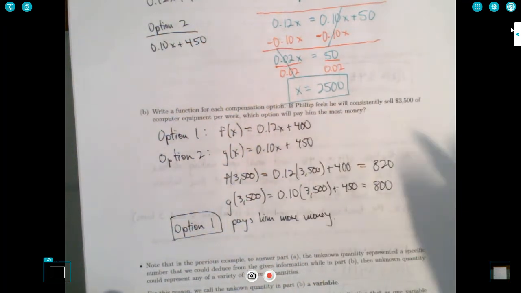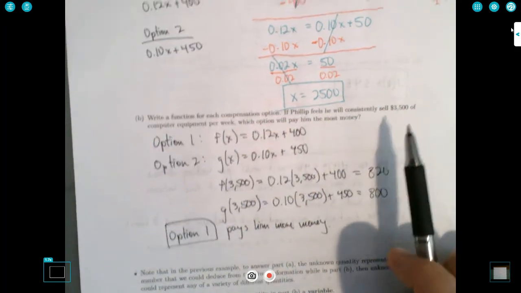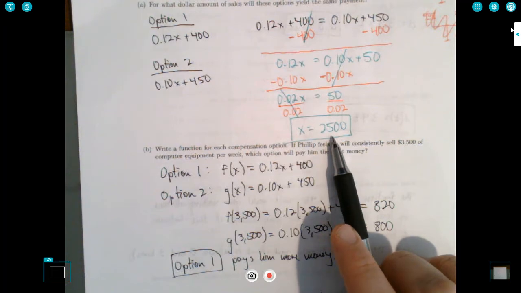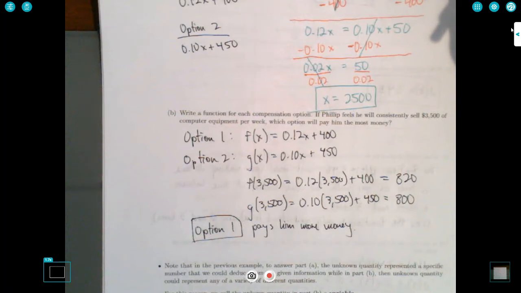Right? But again, this is assuming that he sells this much merchandise. As long as he sells at least $2,500 worth of merchandise, he's going to make more in option 1. But if he sells less than that, if he only sells $1,000 in merchandise, he'd be better off going with option 2, right? Anyway.